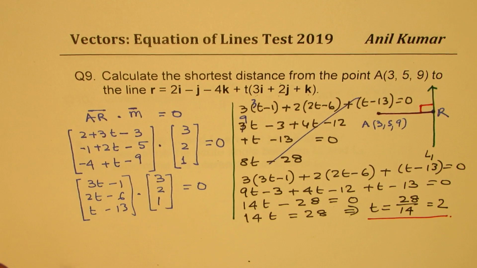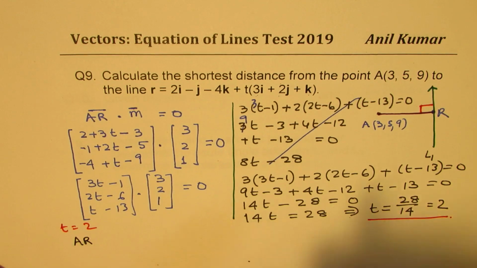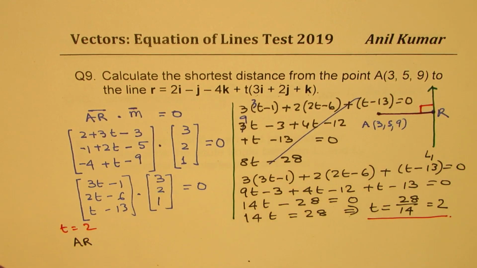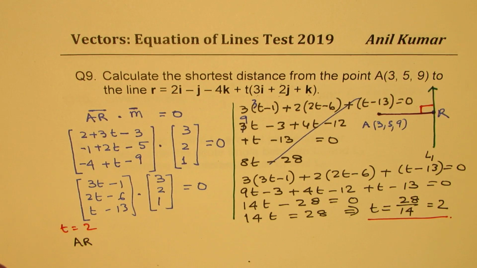We can substitute this value here. So t equals 2. So what is AR equal to? AR is actually the distance also. So from AR we can actually find the distance, right?